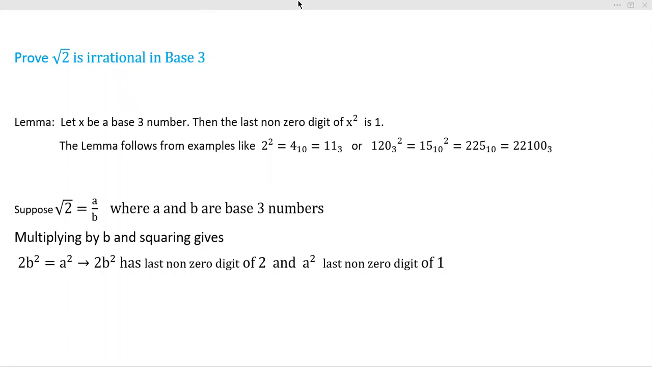Let's just kind of review. In base 3, the allowable digits would be 0, 1, and 2. There are only 3 permissible digits in base 3, and that would be 0, 1, and 2. It's just like base 10 where there are 10 permissible digits, 0 through 9.